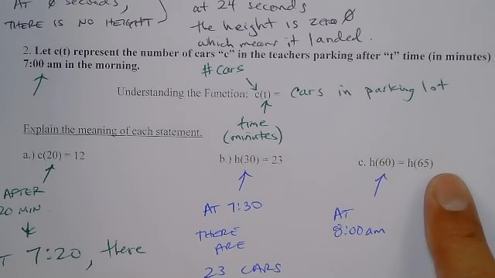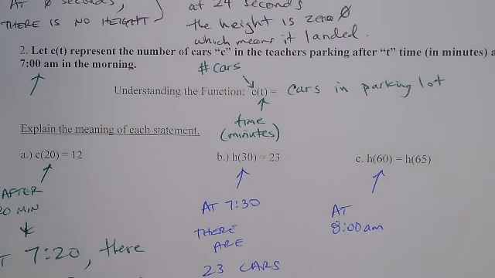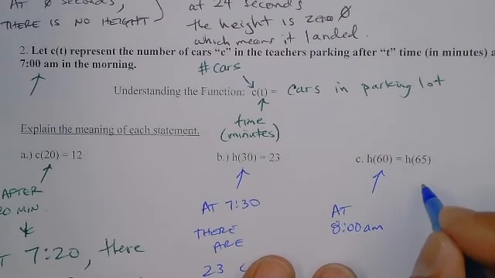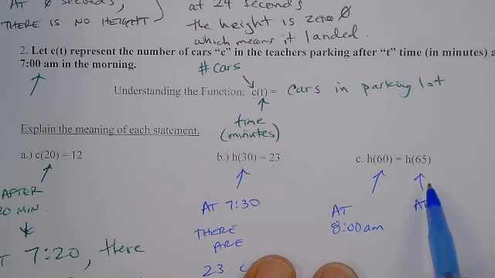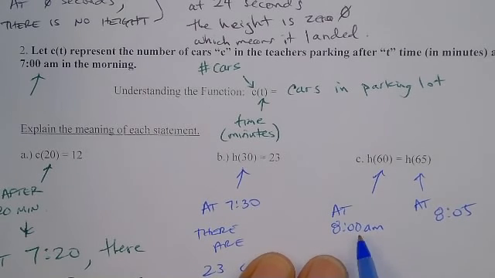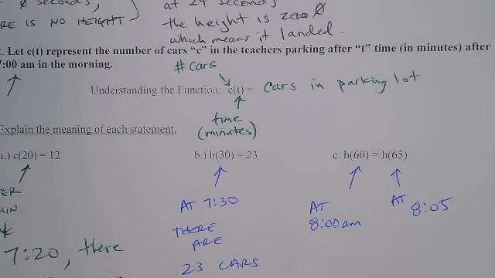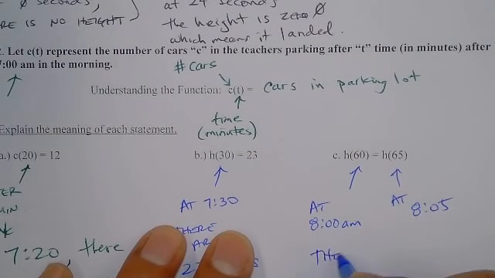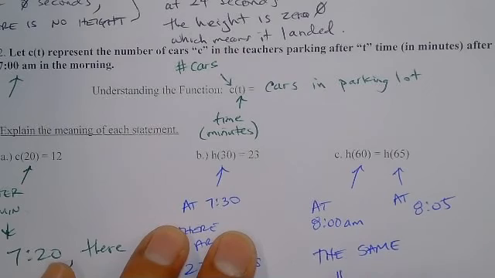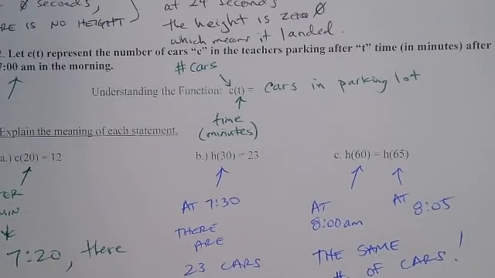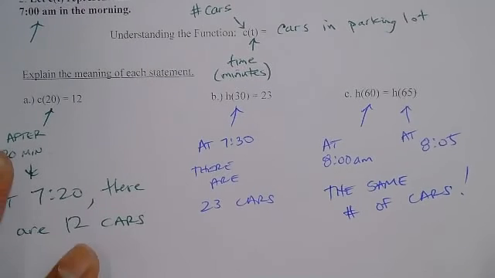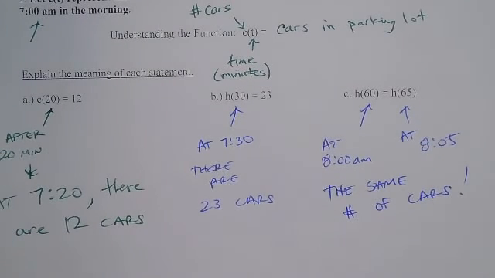So at 8 a.m., there were 65 cars? No, it's the same amount of cars. At 8 a.m. and 8:05 it was the same. That means nobody came in within that 5-minute window. Between 8 a.m. and 8:05, I don't know how many cars there were, but it was the same number of cars.